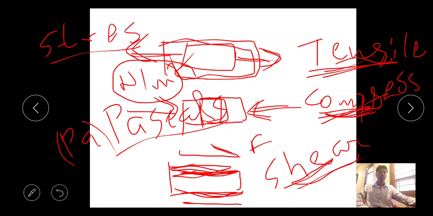In your problem statements it will be given as a stress of 50 megapascal or 50 Pascal. 50 Pascal is nothing but 50 Newton per meter square. So a tensile stress of 500 Pascal is nothing but 500 Newton per meter square, since Newton per meter square is Pascal. All these things we have studied here.